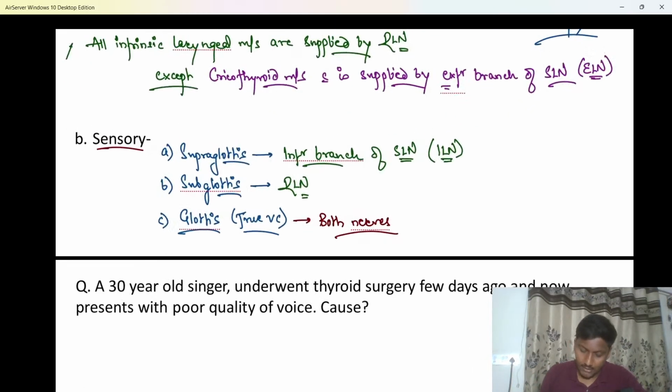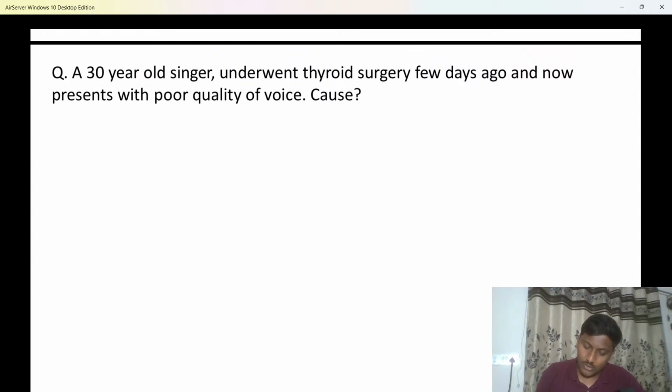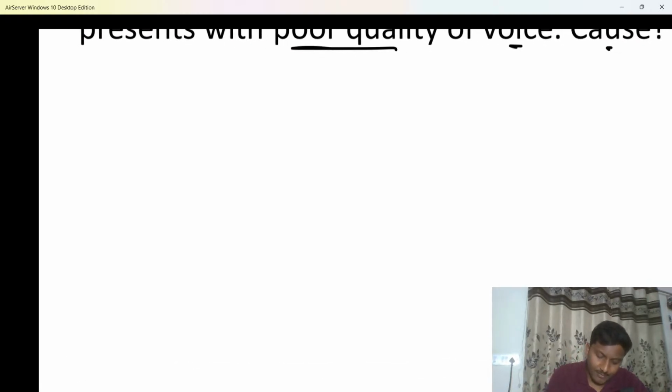Okay, remember. If I talk about this question out here, then we will discuss the first question that we have discussed. What was this question? A 30-year-old singer underwent thyroid surgery a few days ago and now presents with poor quality of voice. What is the cause? So for this you actually have to understand the types of muscles first, and we already know the nerve supply.